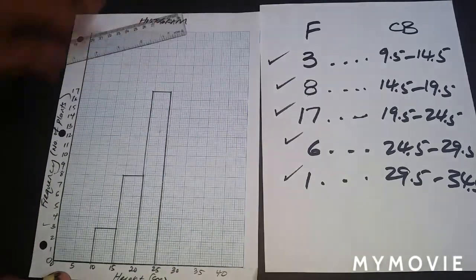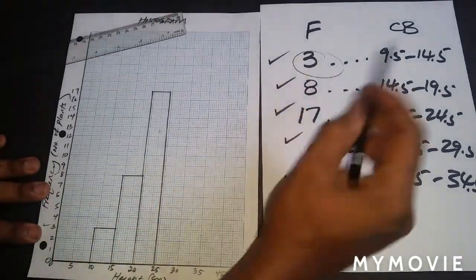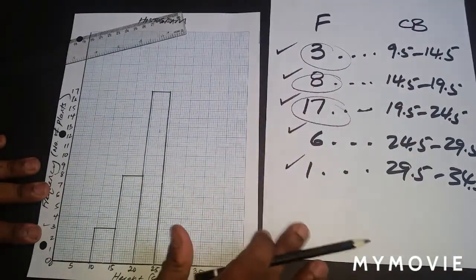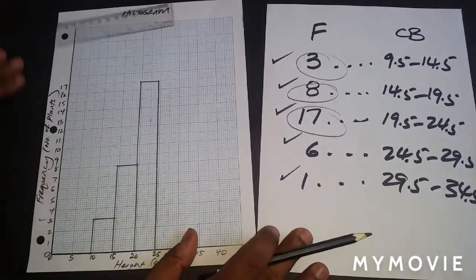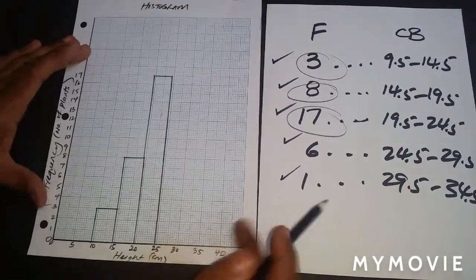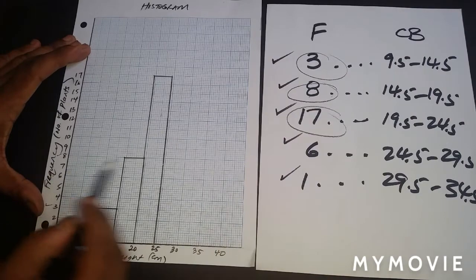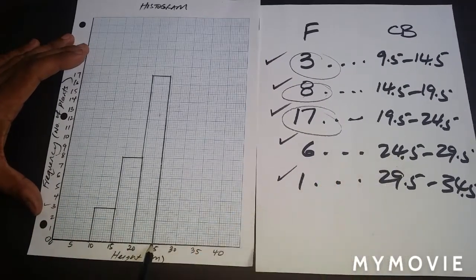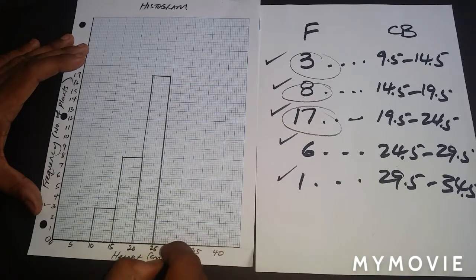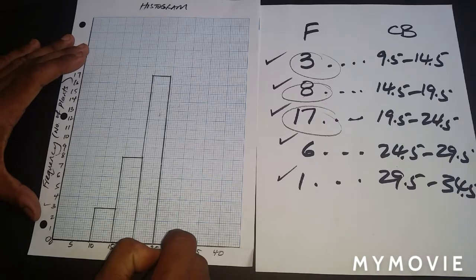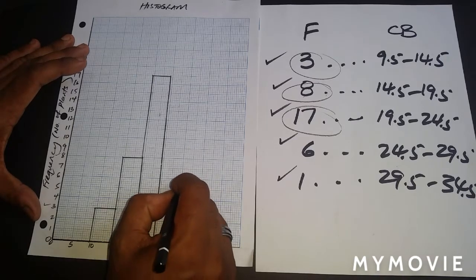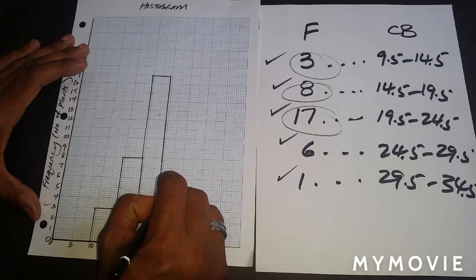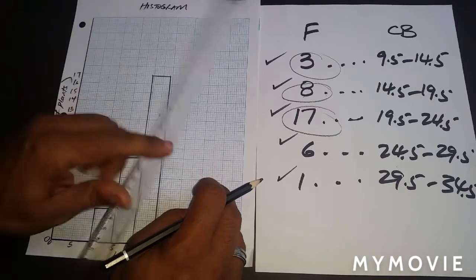So far we have this done, this done, this done. We have 2 more bars left and then we'll be finished. The height of this bar is 6, and 6 is here. The class boundaries are 24.5, which you already have here, and 29.5. 29.5 is between 29 and 30, that would be here. And that is going up to 6, which is right there. So quickly.